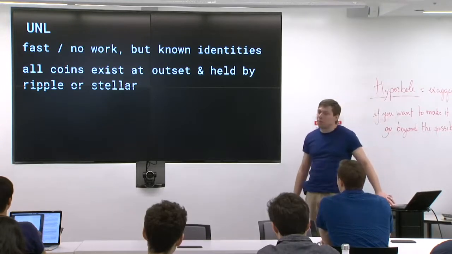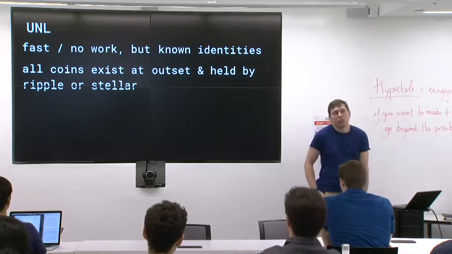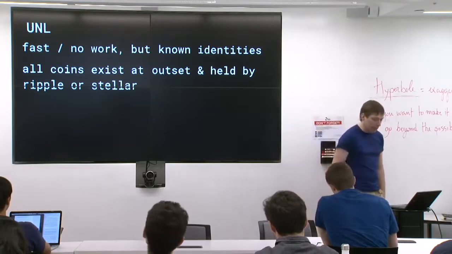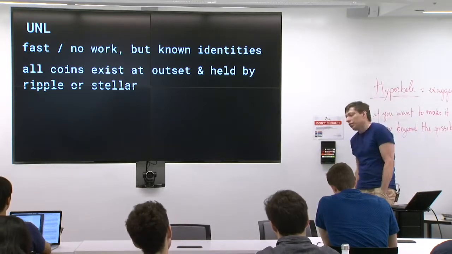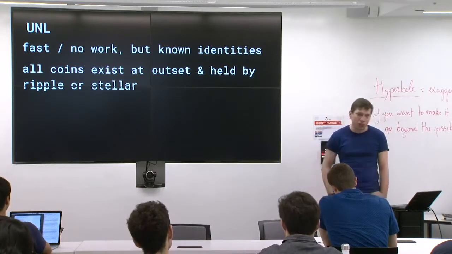So when you download Ripple, it has a list of unique nodes. Those are essentially, de facto, the nodes that run Ripple. And at the current time, those nodes are run by the Ripple Corporation, or Ripple Labs. Stellar, similarly, comes with a default UNL.